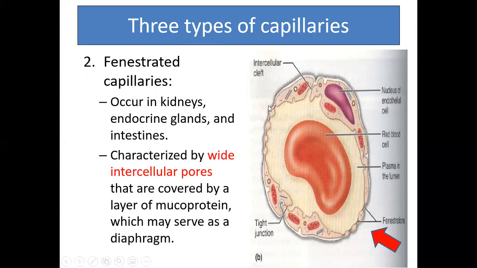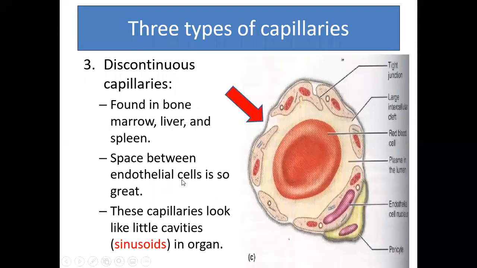So what is the characteristic of the fenestrated capillary? It is characterized by the wide intercellular pore. There is a small opening. Okay, the intercellular pore. You can see here, this is the intercellular pore. This pore is covered by a layer of mucoprotein, and this layer of mucoprotein serves as a diaphragm.